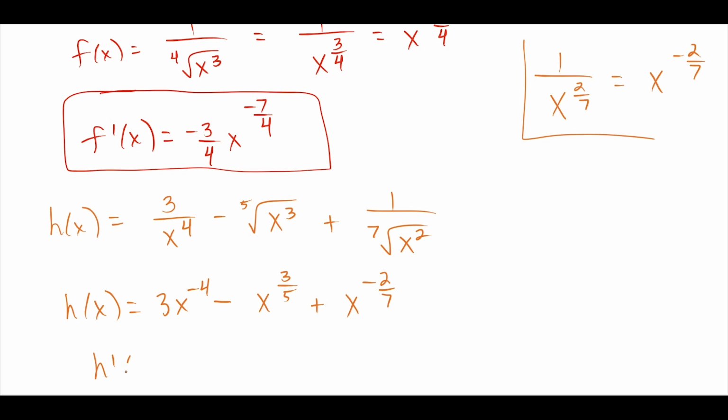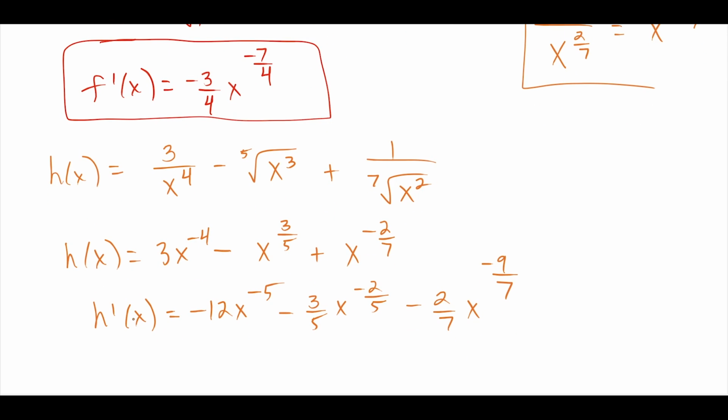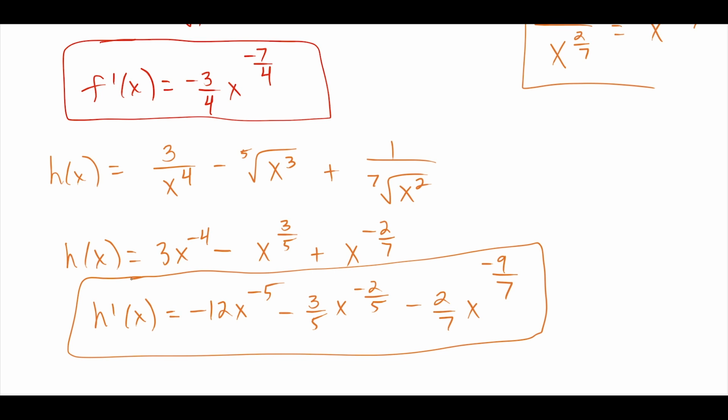So now to close this question out, h prime of x: we're doing negative 4 times 3 is negative 12. x, negative 4 minus 1 is negative 5. And then we've got minus 3/5 coming down. x, and we're doing numerator minus denominator. 3 minus 5 is negative 2. So we have negative 2/5. And now the negative 2/7 comes down. We have negative 2/7 x. Negative 2 minus 7 is negative 9. So we have negative 9/7. And this here is our final answer to the last question. So this is going to wrap all of this up.